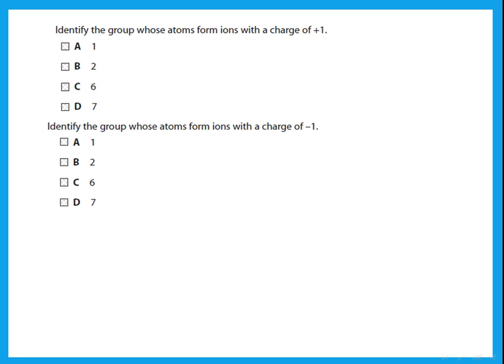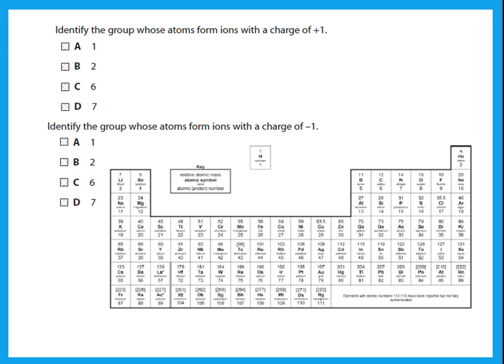Okay, so let's take a look at this question. Identify the group whose atoms form ions with a charge of +1. In order to form a charge of +1, that means it has gained or lost electrons. To have a +1, that means an extra proton, that means it has lost electrons, and it needs to lose 1 electron. Now, where in the periodic table would the atom lose 1 electron? That's if it has 1 electron in its outer shell. And the one that has 1 electron in its outer shell has to be in group 1.